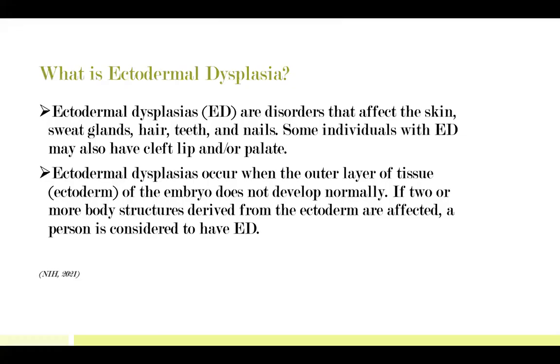So ectodermal dysplasia, otherwise known as ED, is a group of disorders that affect the skin, sweat glands, hair, teeth, and nails. Some individuals with ectodermal dysplasia may also have a cleft lip and/or palate. Ectodermal dysplasias occur when the outer layer of tissue, the ectoderm of the embryo, does not develop normally as it should. If two or more body structures derived from the ectoderm are affected, a person is considered to have ectodermal dysplasia.